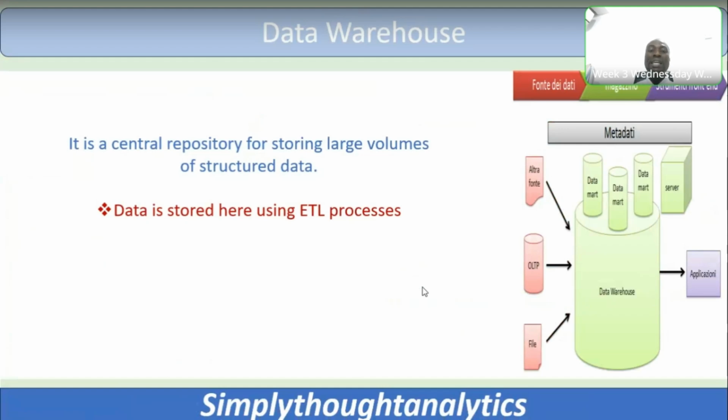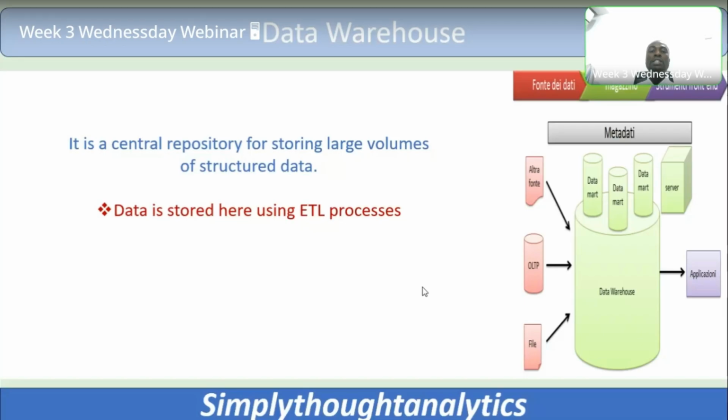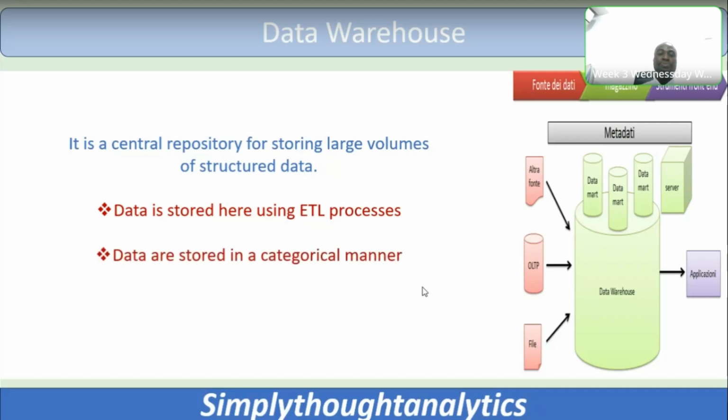So we can say this database is for our customer transactions, this one is for our production, this other database is for our employees, and so on and so forth. And whenever we want to take a particular data, we can say, okay, go to this particular database and let's get it out. So data are stored in a categorical manner, like I've just explained.